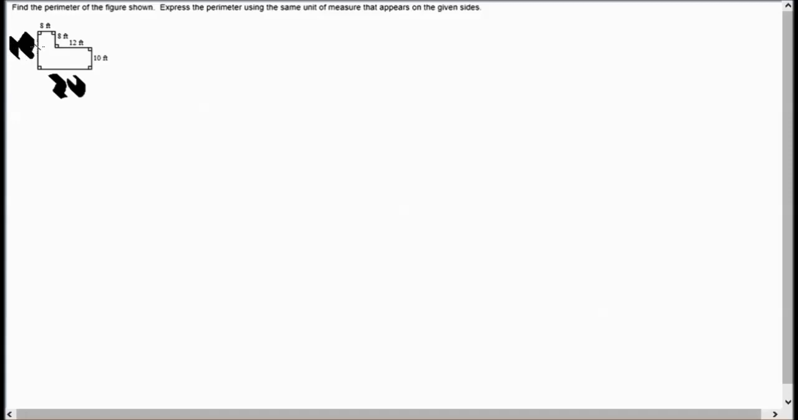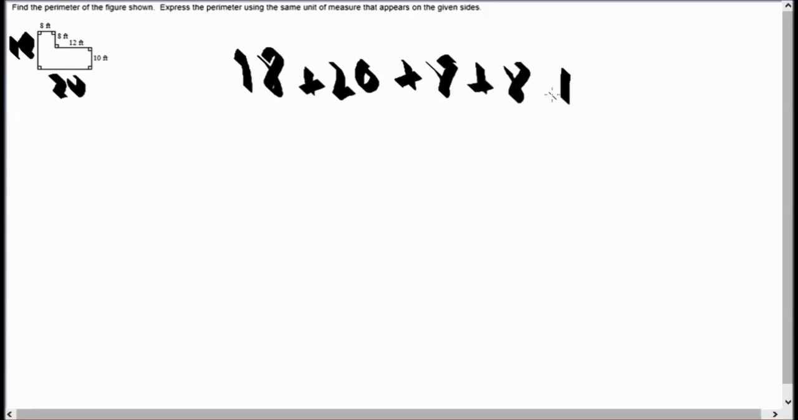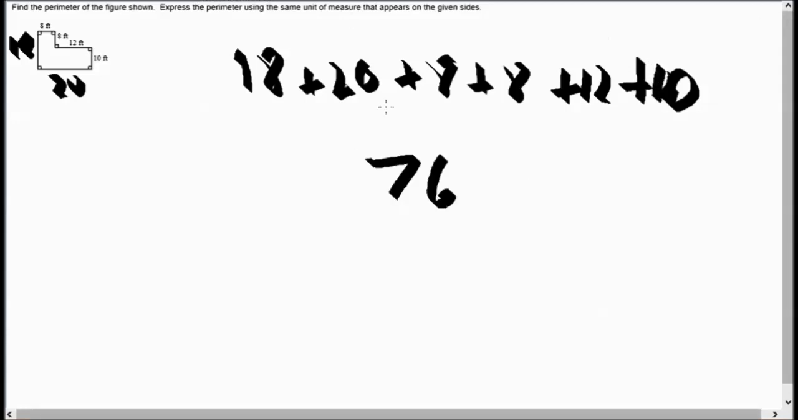So if we put those in there, we'll just add all those numbers. We got 18, plus 20, plus 8, plus another 8, plus a 12, and then plus a 10. It looks like I got everything there. It looks like a 10. Just add all those up and see what they are. Okay, and I ended up with 76.